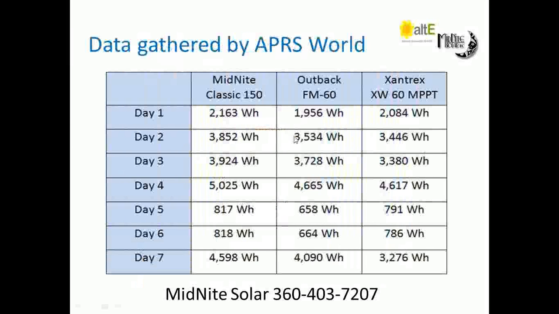So another unique thing we did early on in the early days of the Classic was we did a lot of logging. We actually set up 3 identical arrays literally on the single plane on my roof here. We did this on 6 different sites, and we had APRS World build us custom data loggers and calibrate everything and monitor and host this all for us. So it was all done by a third party. And what you're looking at here is just a typical week in Maine with 1,000 watts of PV on a Classic 150, an FM60, and an XW MPPT 60. And as you can see here, a little unique in daily harvest.